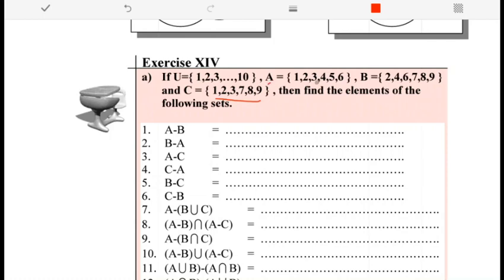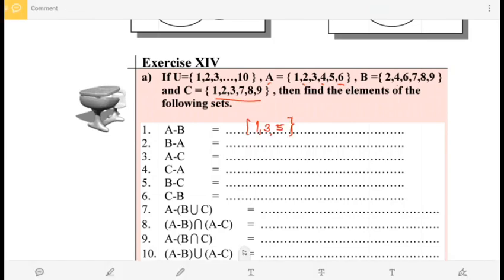So your A and subtract your B. What is common between them? So you have 2, 4, and 6. So what is left with your A if you remove your B? So we'll just have the set of 1, 3, and 5. Okay, that's it. Finish. 1, 3, and 5. You do the same thing with the next question.